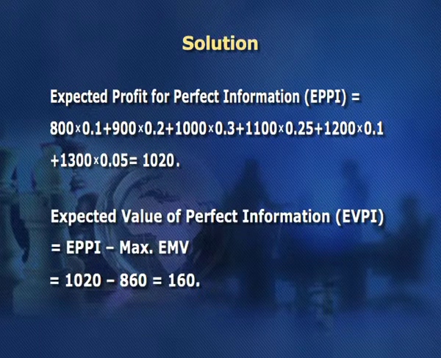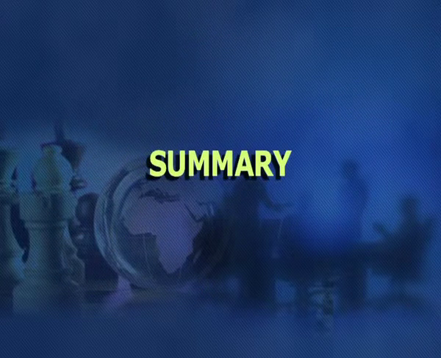Expected value of perfect information, EVPI, is equal to EPPI minus maximum EMV. Now we have seen here that the EPPI value is 1020, and from the table we have seen that the maximum EMV is 860. So the answer comes to 160. Let us summarize the whole chapter.